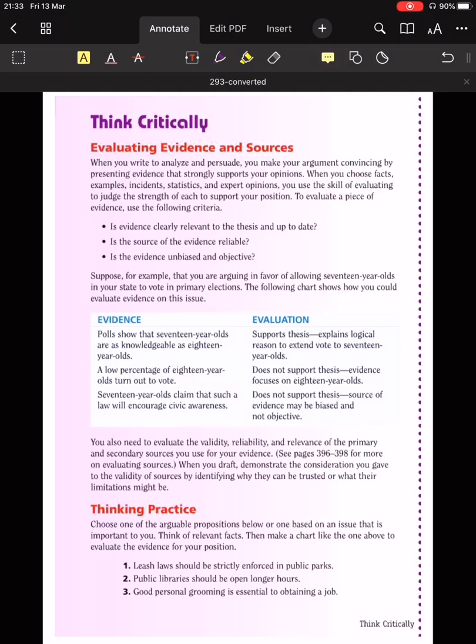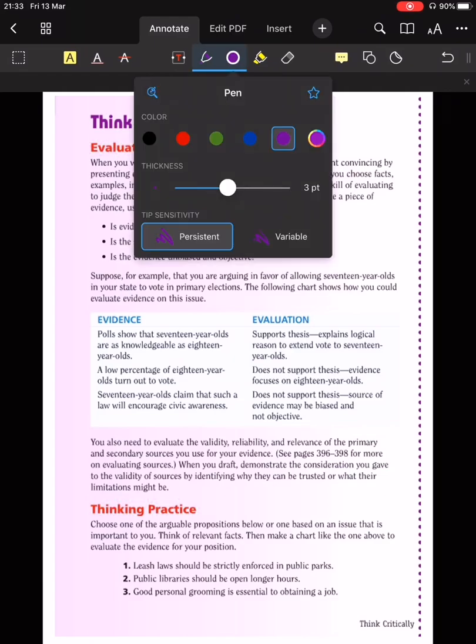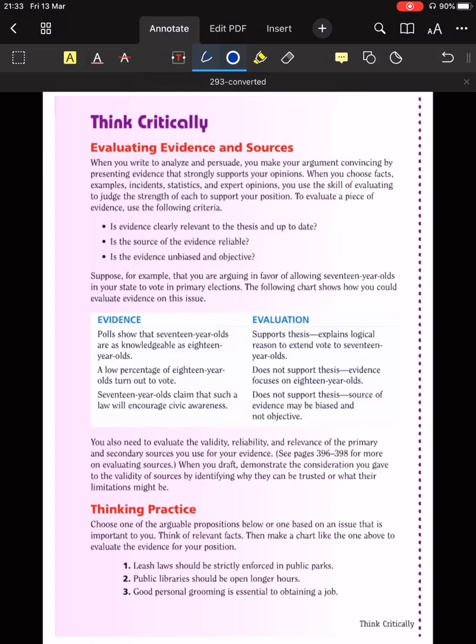Now, it's very important to pay attention to the table that you have in the middle of the page, which shows you how to evaluate your evidence. Here, I'm going to go back to the blue color. Okay, so notice the first evidence: polls show that 17-year-olds are as knowledgeable as 18-year-olds.